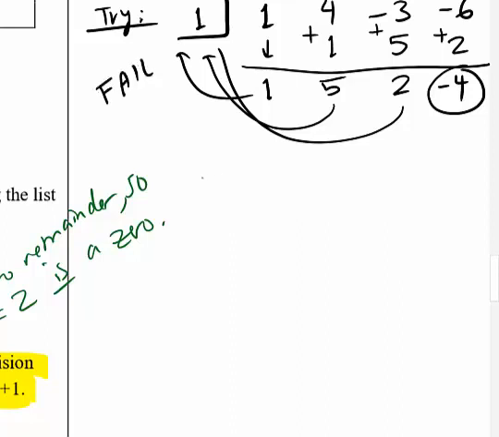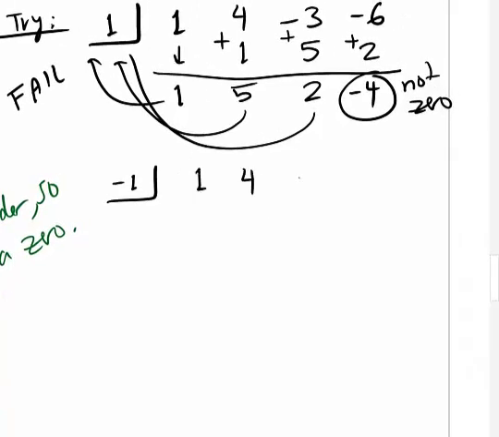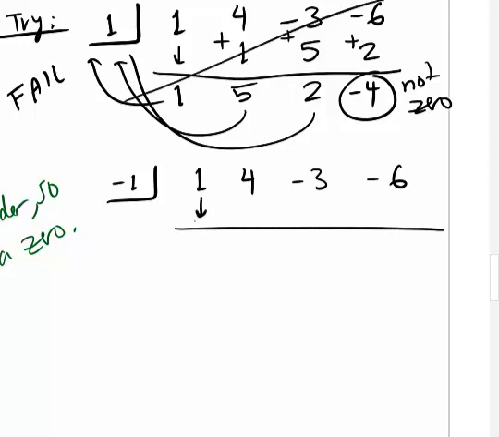Maybe I'll try negative 1. So I'll do the exact same thing, but as if there was a negative 1 in the division box instead of a positive 1. Bring down the 1. Multiply it by the negative 1 outside. 1 times negative 1 is negative 1. If I add that with the 4 above it, I'll get 3. 3 times negative 1 is negative 3. If I add those together, I get negative 6.